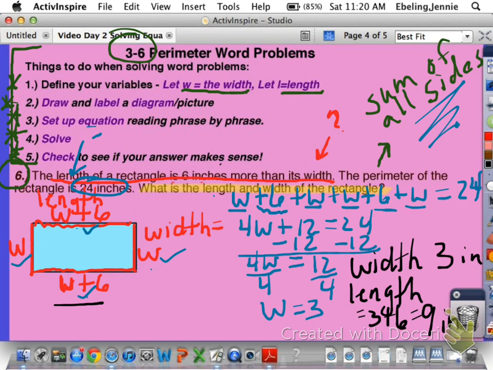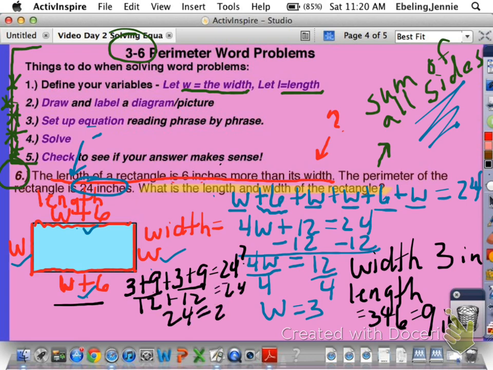for my length. Now let me see, does this make sense? If I have a width of 3, I have a length of 9, another width of 3, another length of 9. Does that really equal 24? Well, 3 plus 9 is 12. There's another 3 plus 9. If I add those up, yep, they really do check out if I have a width of 3 and a length of 9 for a perimeter of 24 inches. So this right here is just my check work.